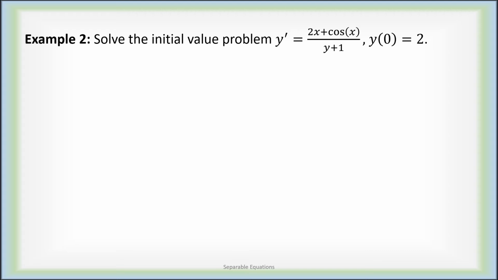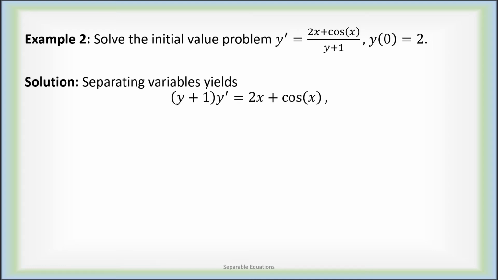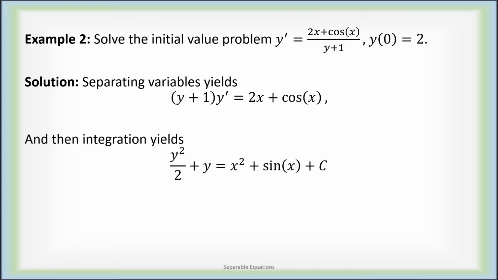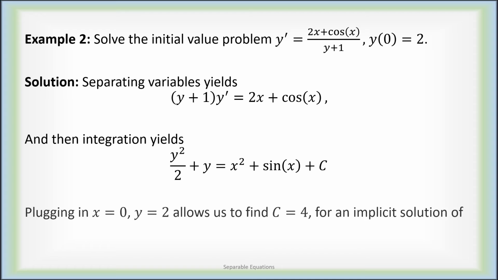Another example, let's solve the initial value problem. y prime is, ooh, this looks like a mess, (2x plus cos x) all over (y plus 1). And our initial value is that y of 0 is equal to 2. Well, we can separate by multiplying both sides by y plus 1. So now we have y plus 1 times y prime, very clearly a function of y with a derivative y prime factored out. And on the right, we have 2x plus cos x. Can we anti-differentiate both sides? Yep, y squared over 2 plus y equals x squared plus the sine of x plus some constant.